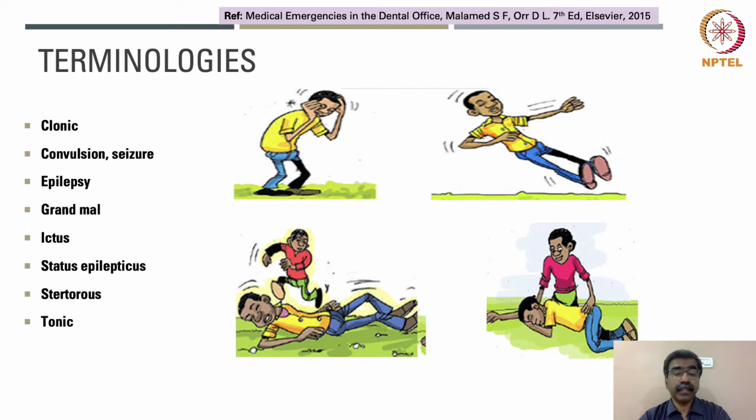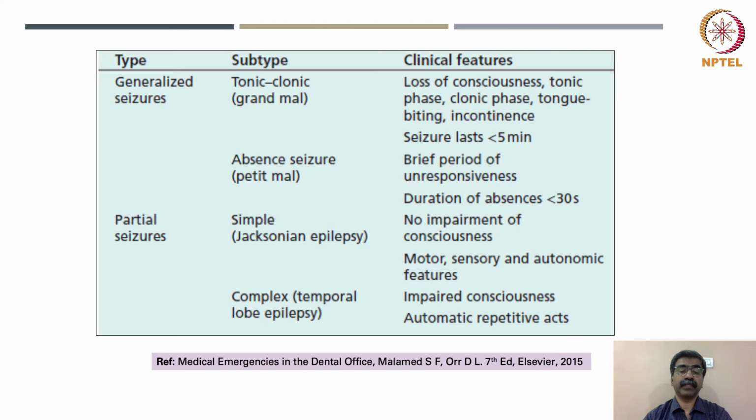Ictus is a seizure, and status epilepticus is a condition in which seizures are so prolonged or so repeated that recovery does not occur between attacks. It's a life-threatening medical emergency. Stertorous is characterized by snoring, used to describe breathing. Tonic is a sustained muscular contraction, with the patient appearing rigid or stiff during the tonic phase of a seizure.